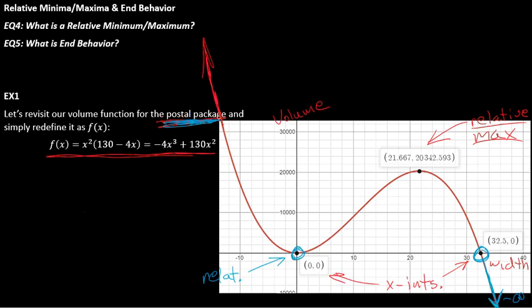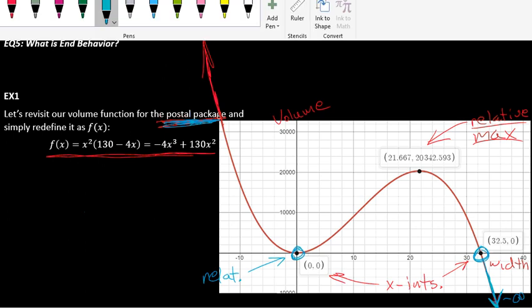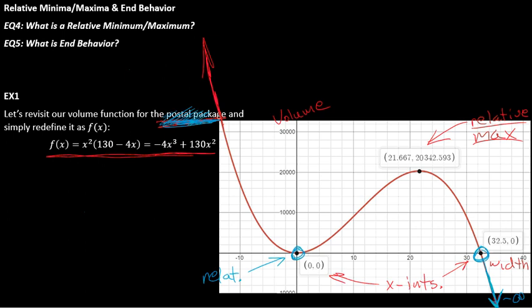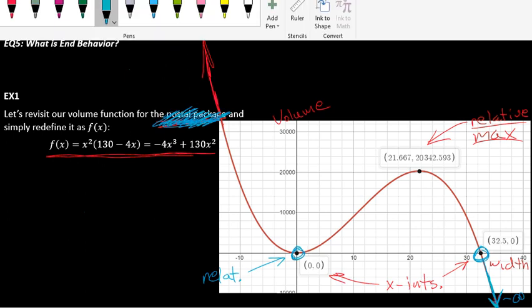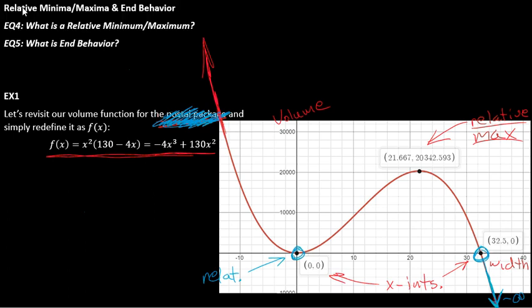So now let's talk end behavior. So let's not talk about the physical aspect of this anymore. Let's pretend this had nothing to do with the postal package. Let's pretend this was just a function of x, some unknown x, right? Well, what we would simply say is that x, as it approaches, and that's what this arrow means, okay? I'm saying as x approaches.